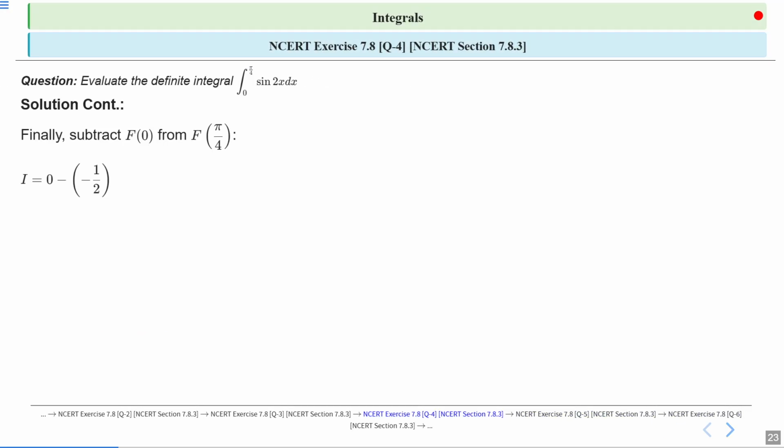Finally, subtract f(0) from f(π/4). So I is equal to 0 minus (minus 1 by 2). So the value of the definite integral is 1 by 2.